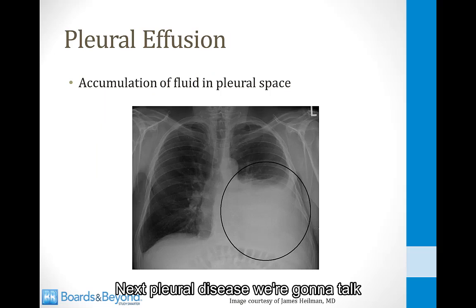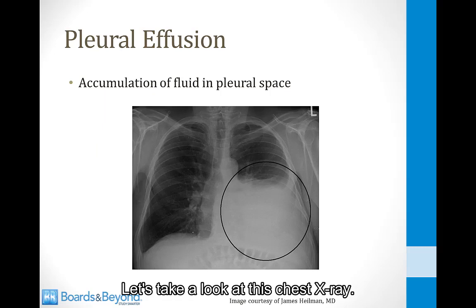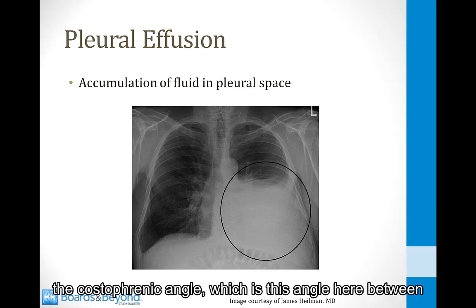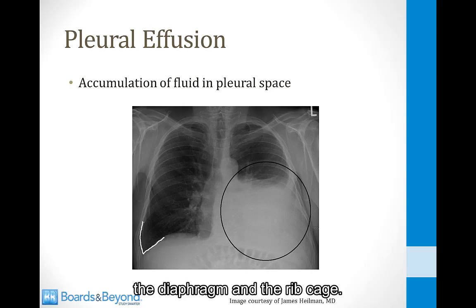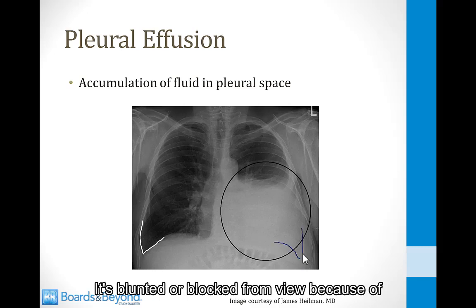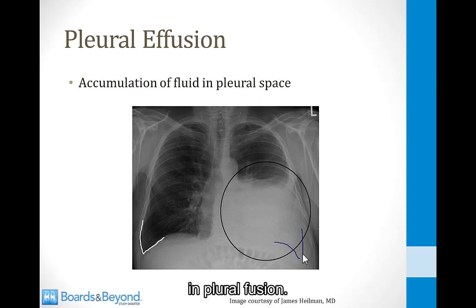Next pleural disease we're going to talk about are pleural effusions, and this is accumulation of fluid in the pleural space. Let's take a look at this chest x-ray. So over here on the right side, we do not have a pleural effusion, and you can clearly see the costophrenic angle, which is this angle here between the diaphragm and the rib cage. It's very easy to see it. Over here on the right, you can't see that angle. It's blunted or blocked from view because of the accumulation of fluid, and blunting of the costophrenic angle is a classic finding in pleural effusion.